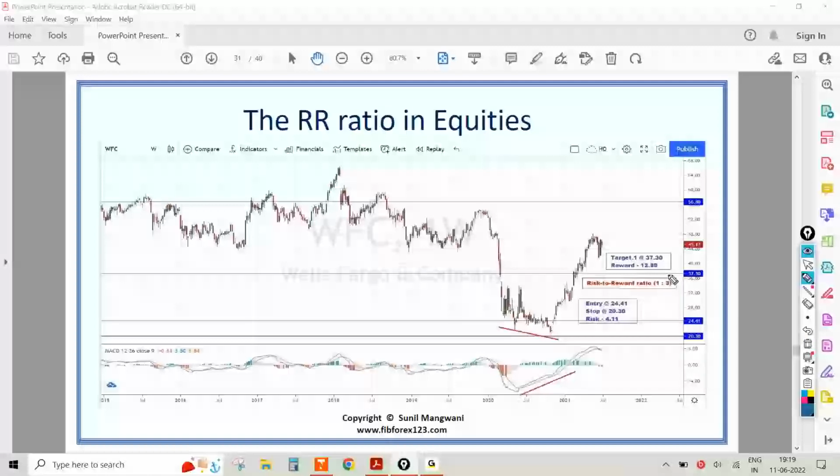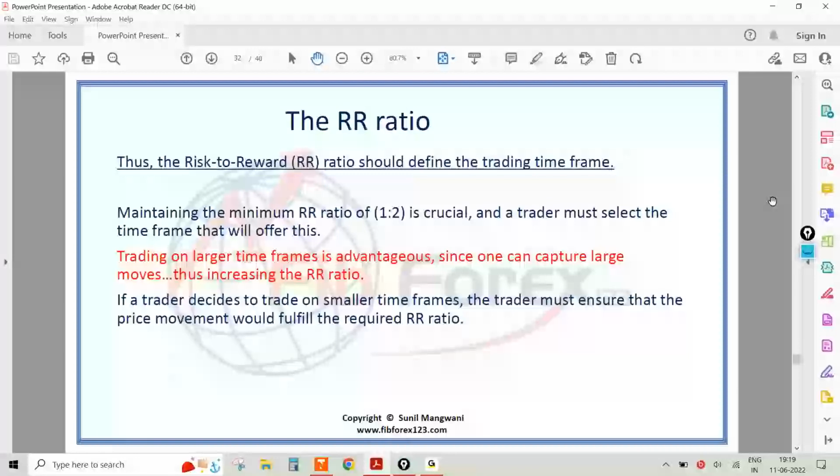Of course, if a fund is trading equities on a weekly time frame, this move probably took 4 or 5 months to complete. But it depends on what every trader is doing. So this is an example on equities. So bottom line, your risk to reward ratio should define your trading time frame. Maintaining the minimum RR ratio 1:2 is crucial, and I call it crucial. And you must select a time frame and an instrument that will give you this.